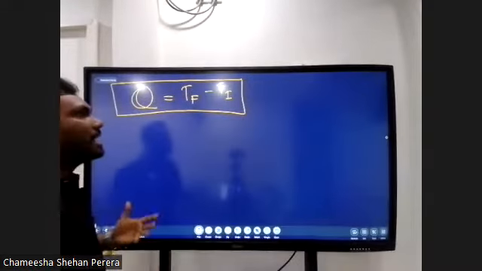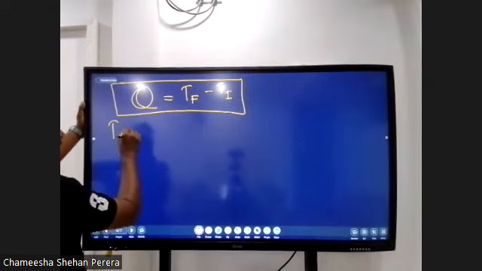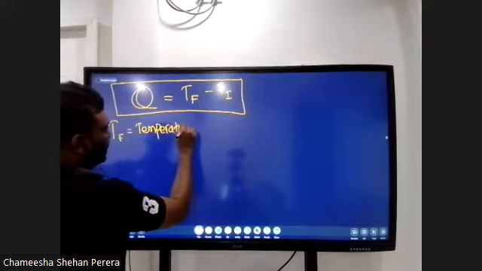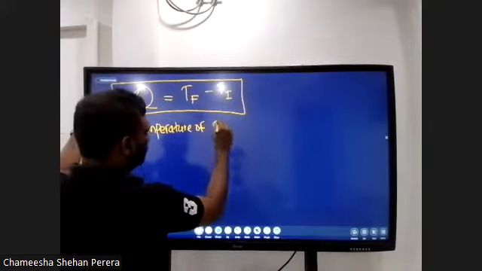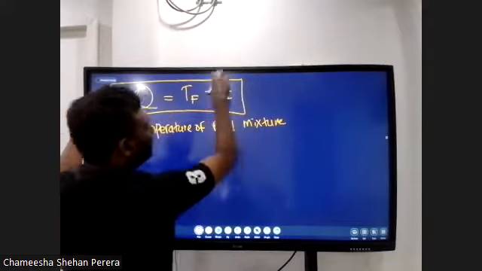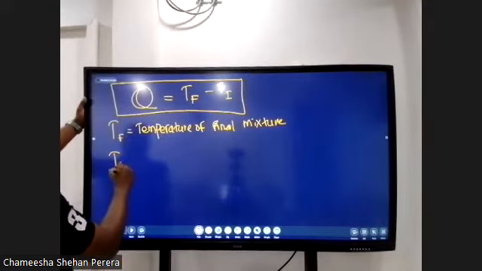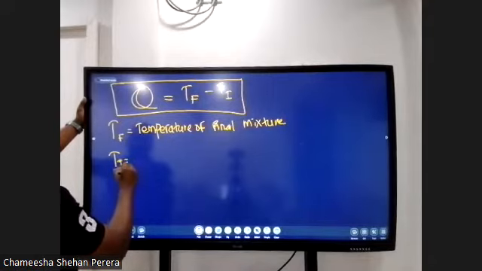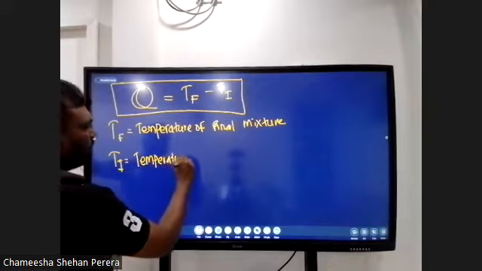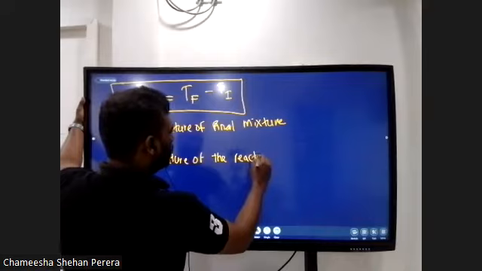Right? Then I'll introduce what temperature final is. Temperature final is the temperature of the final mixture. That is, the final temperature when they are mixed together. And temperature initial is the temperature of the reactants.